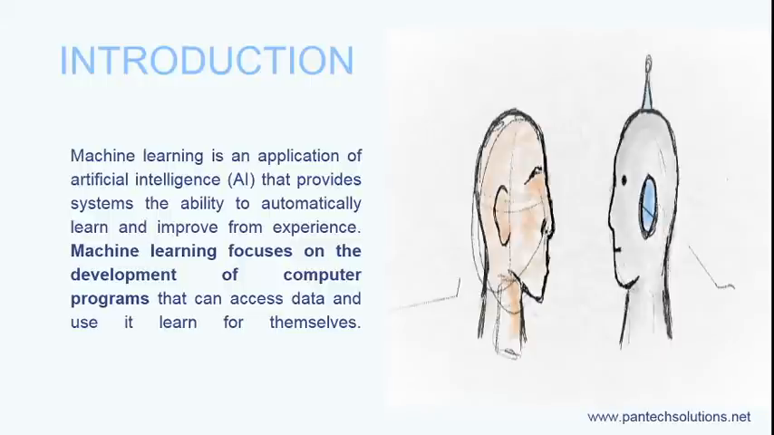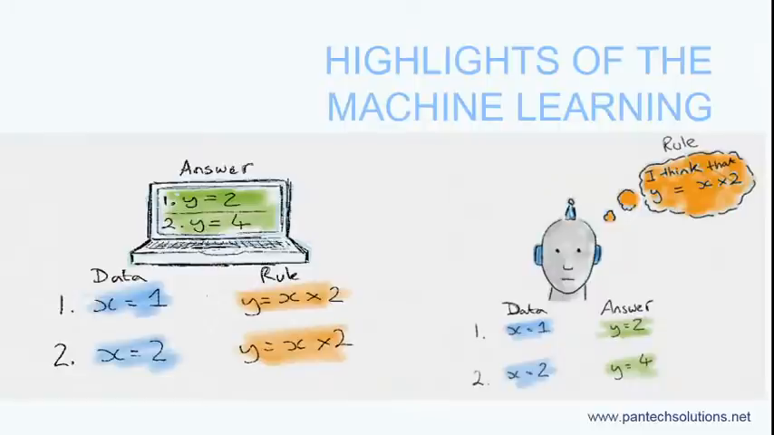from experience. So machine learning focuses on the development of computer programming. It comes under computer programming. Why? If you move on to a traditional program, for example C, C++ or Java, we need to give the data and rules. For example, x equal to 1, x equal to 2. We are giving some data and we are giving the rules. Based on those rules, traditional programming will give the output.